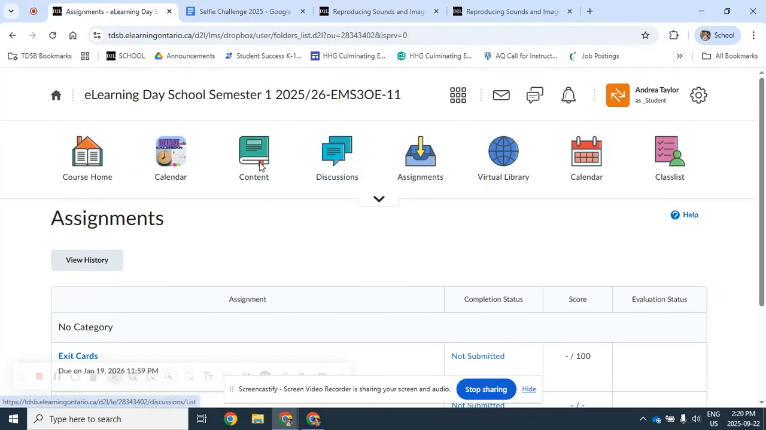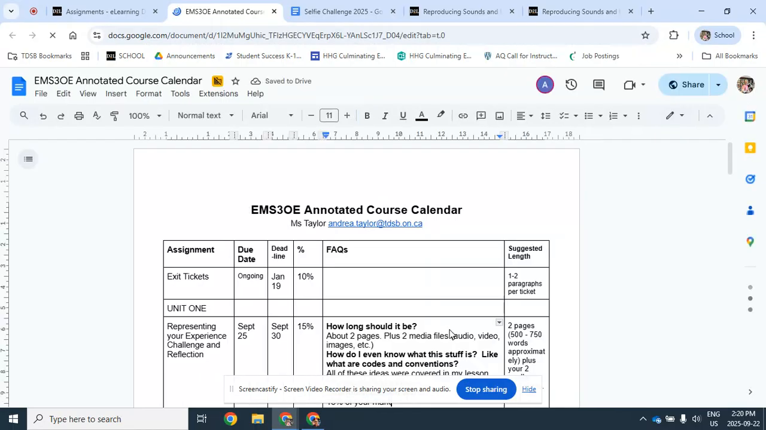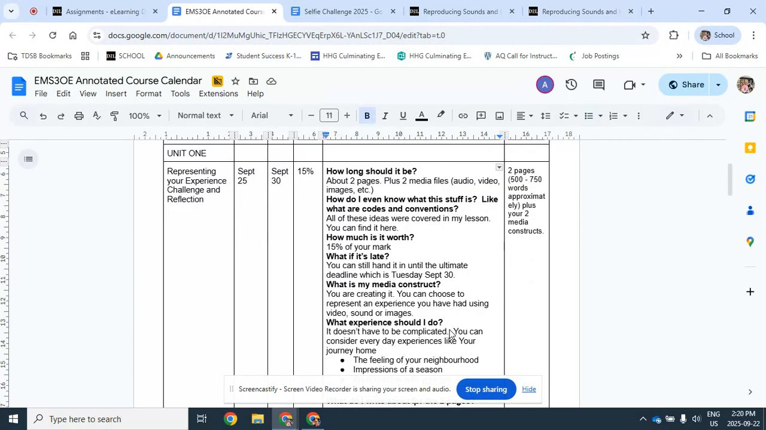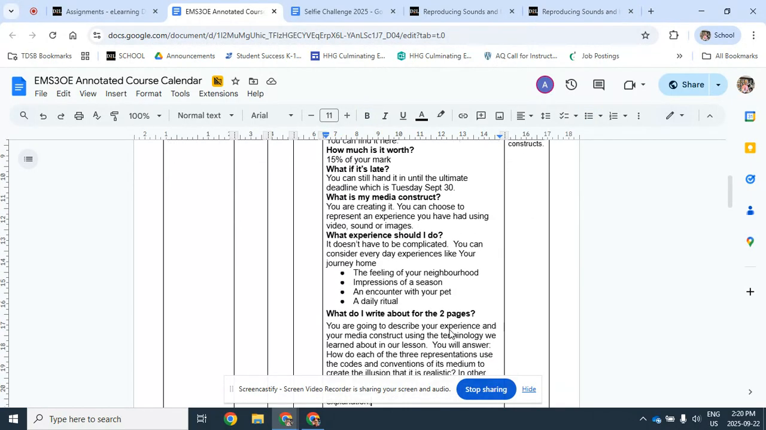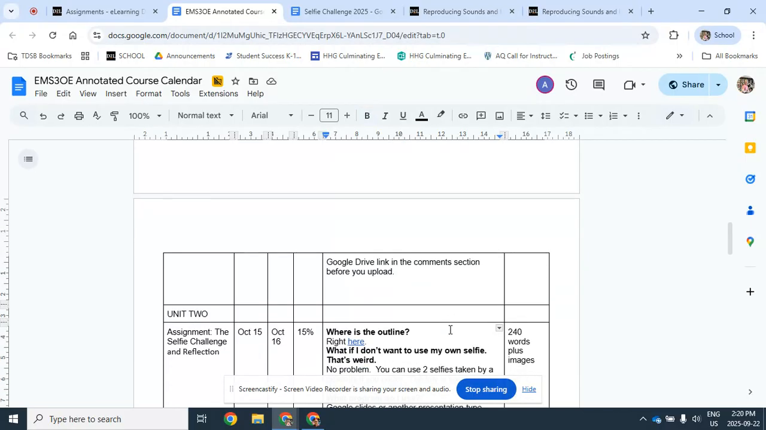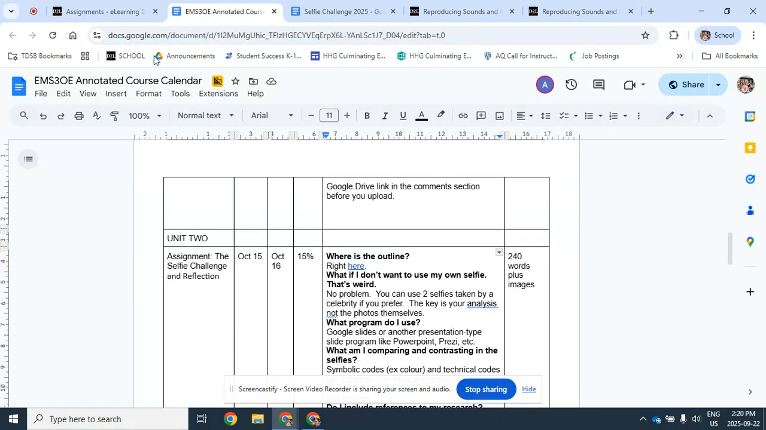Now, of course, before we hand anything in, what are we going to open? Our course calendar, and we're going to look at the frequently asked questions. So hopefully everybody already submitted their representing your experience, challenge, and reflection, and we're going to scroll down to look at the Selfie assignment. Sorry, it's just moving really slow right now. Okay, so for your assignment, I have linked to the outline, which we just went over, and it is here.